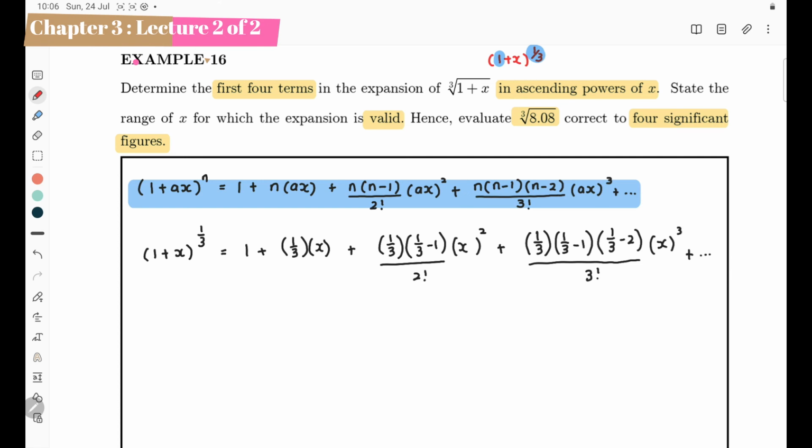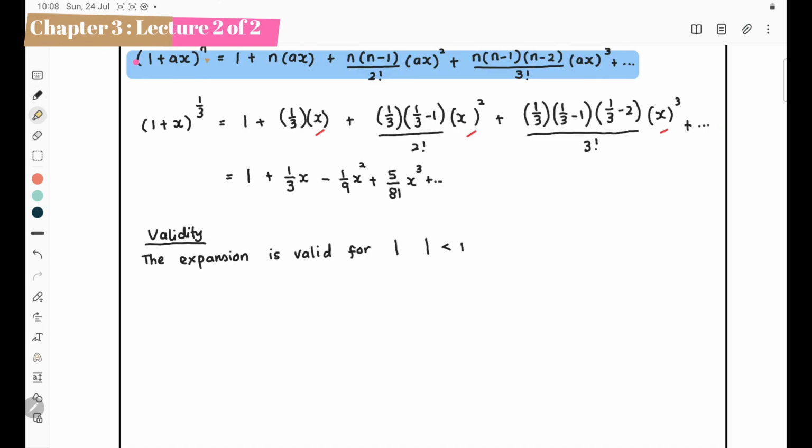Don't forget to recheck our expansion with the instruction. Determine the first 4 terms. So 1, 2, 3, and 4 in ascending powers of x. x squared, x cubed. So it is correct. Carefully calculate for the expansion of right hand side. We then get 1 plus 1/3 x minus 1/9 x squared plus 5/81 x cubed plus so on.